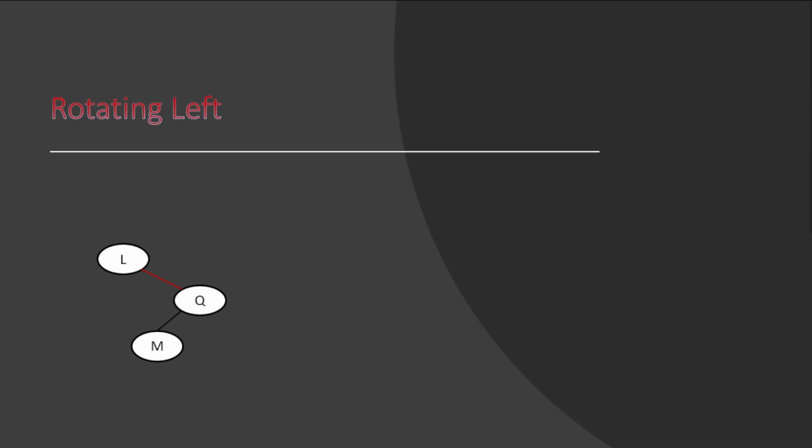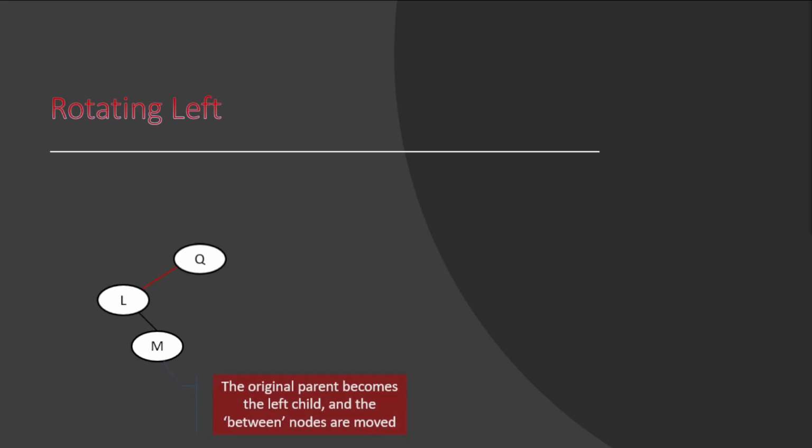Okay, so not a big deal, but we just want to flip the tree around. Maybe you can already imagine we want Q as the parent, L as Q's left child, and then M as L's right child. But how do we do that? That's the algorithm that we need to talk about. So in this situation where we identify a subtree that has a right red node, we're going to use rotate left to fix that. And essentially, this is what we do.